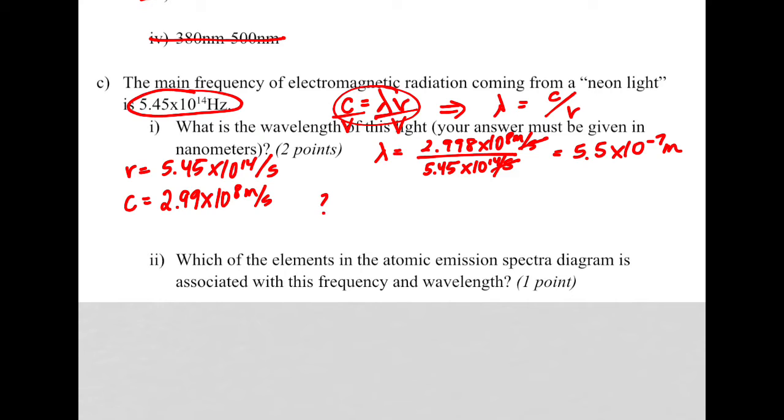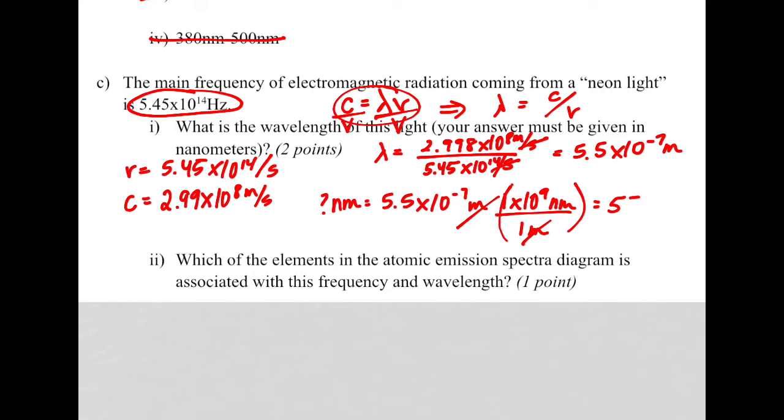So you could do dimensional analysis and say how many nanometers equals 5.5 times 10 to the negative 7 meters. I know that 1 meter is equal to 1 times 10 to the 9th nanometers. I cancel my meters and my meters, and I get 550 nanometers. That was the correct answer for this one.